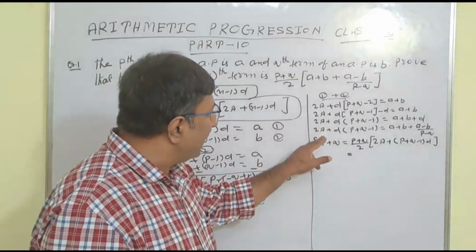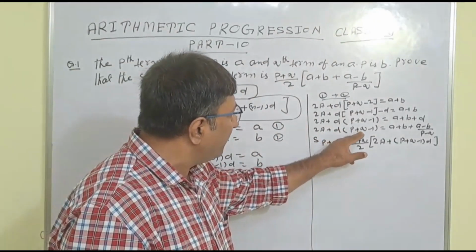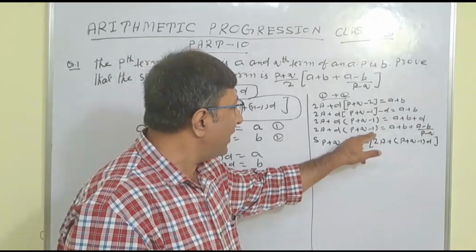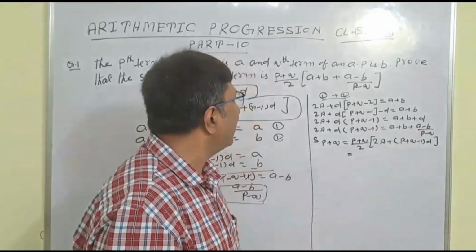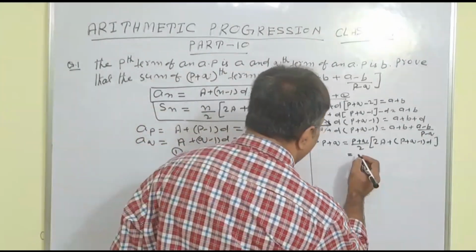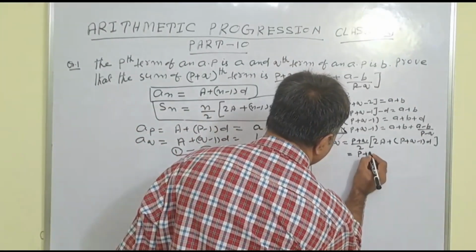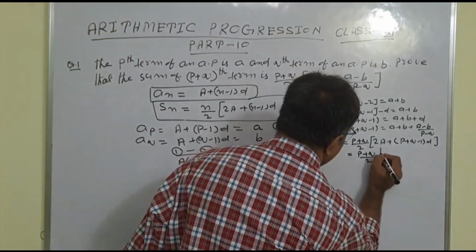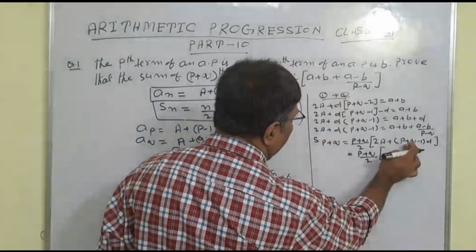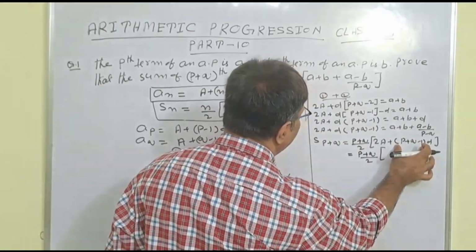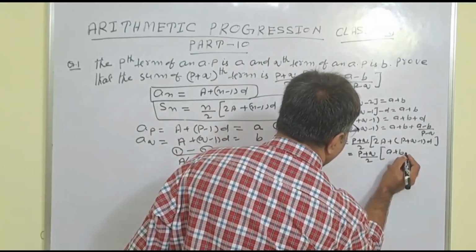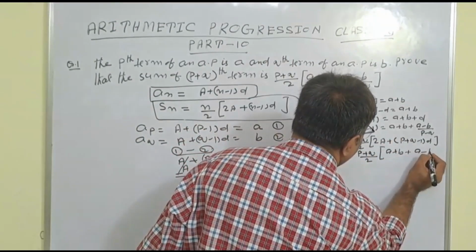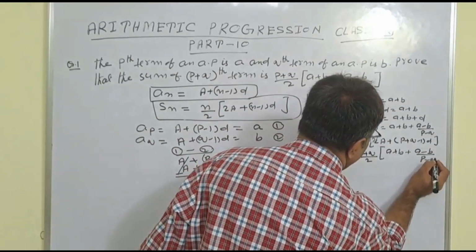So 2a plus d into (p plus q minus 1). This value is what? a plus b plus (a minus b) by q. So just put the value here. This is (p plus q) by 2 into [2a plus (p plus q minus 1)d]. This value from here is what? a plus b plus (a minus b) by (p minus q).